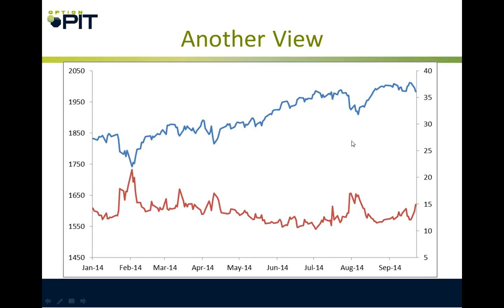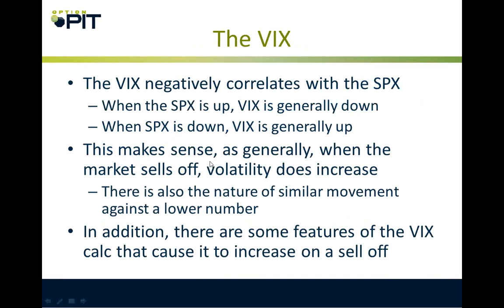And what do you notice? They somewhat mirror each other. So the VIX negatively correlates with the SPX. When the SPX is up, VIX is generally down. When SPX is down, VIX is generally up. This makes sense, as generally when the market sells off, volatility does increase. Look what's happened over the last couple of weeks. Volatility has increased in the market.